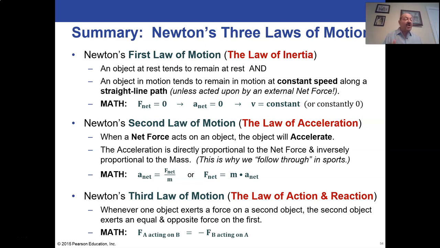So all of these laws are really part of the same package of concepts. And I want you to think about this slide to get a real idea of how these all work together.